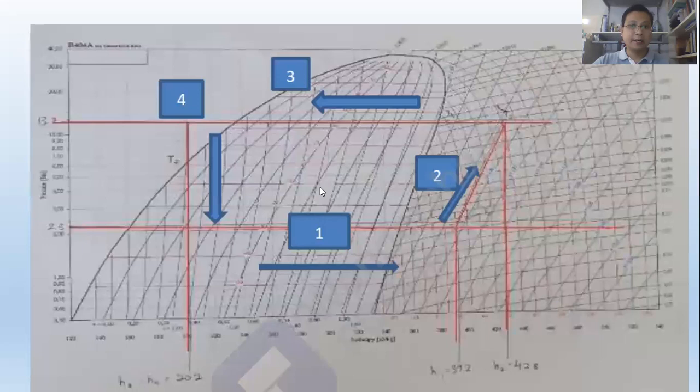Okay, and then we can plot using the P-H curve. Which one is the position of H? H1, which one? This one is H1, and then we go to H2, and then H3 equals H4. You can see, because H is constant, that's why H3 equals H4.